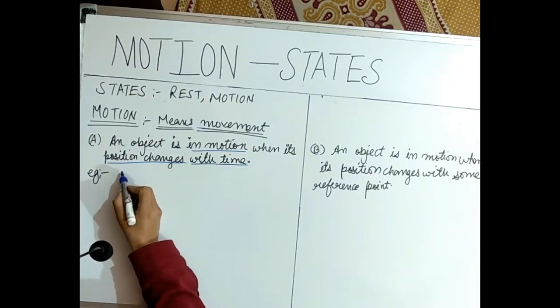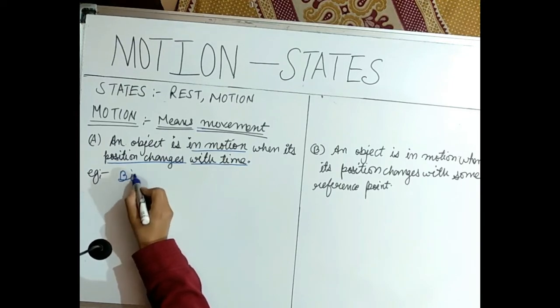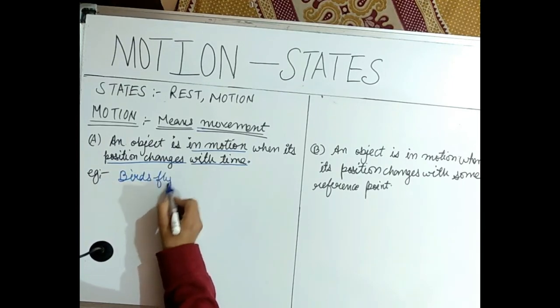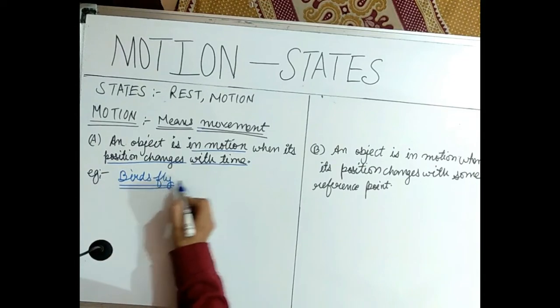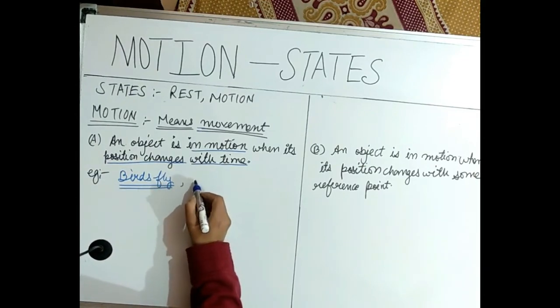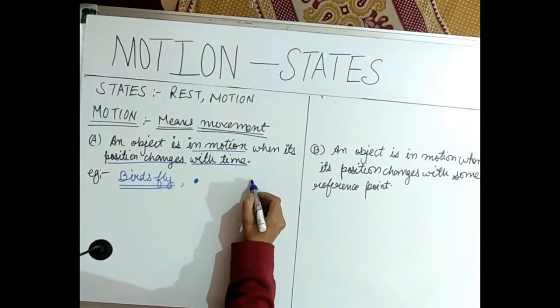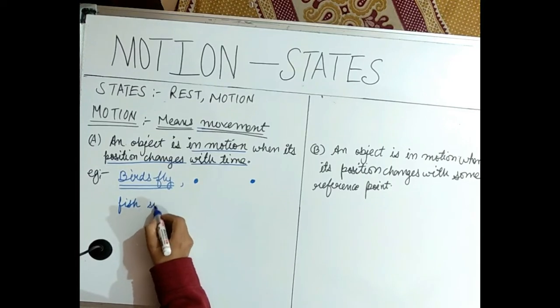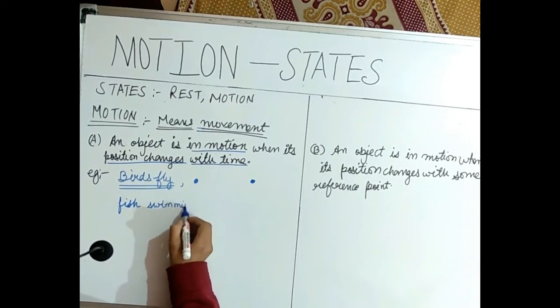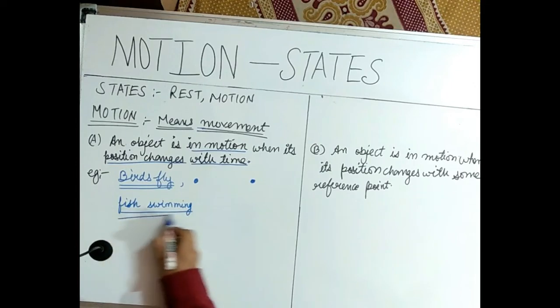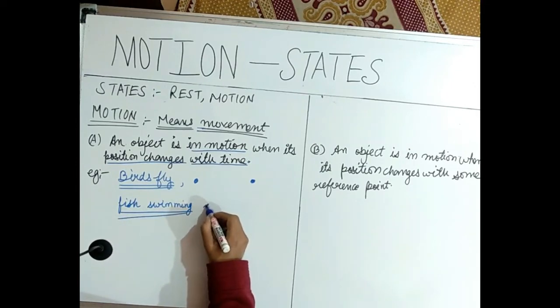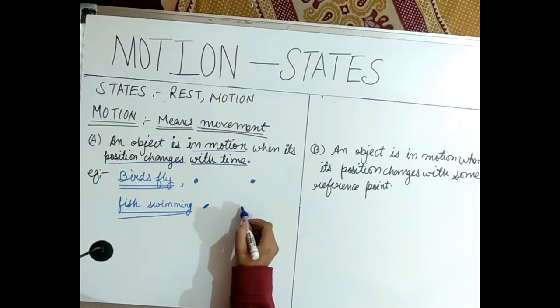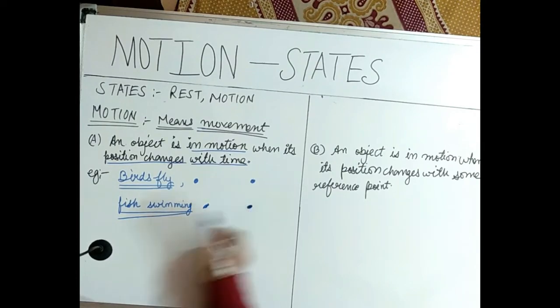First example, let's say birds fly. When birds are flying, you will observe that at some point of time, birds are here, and after some time, you will find that birds have changed their position. They have reached some other place. Next example, fishes swim. Swimming of fishes is an example of motion. At some point of time the fishes are here, and after some time you will see they have changed their position. They have reached some other point.